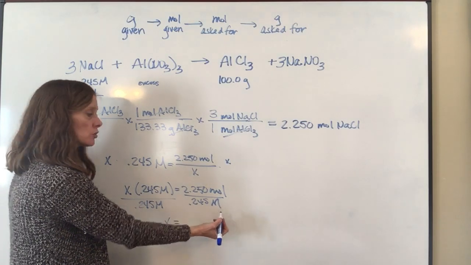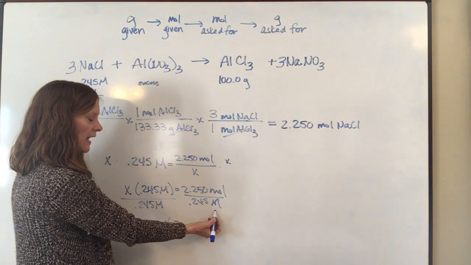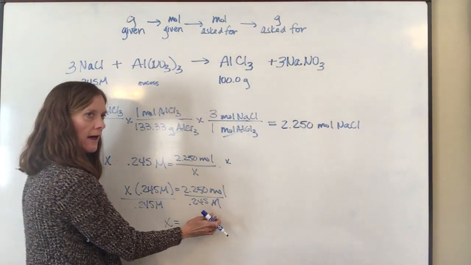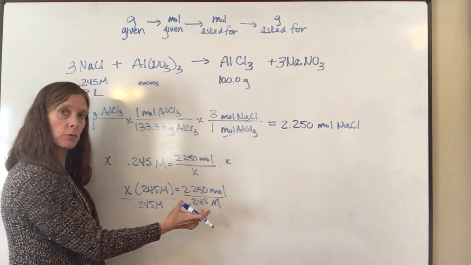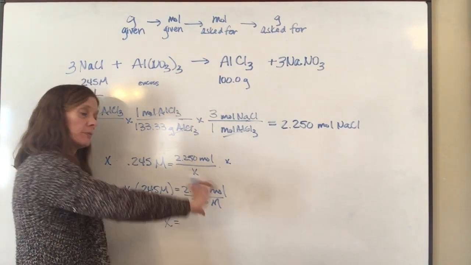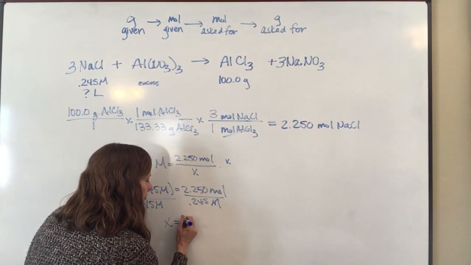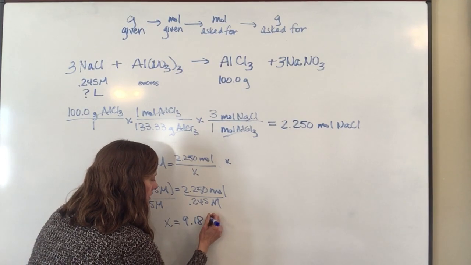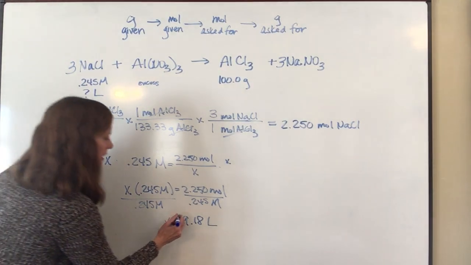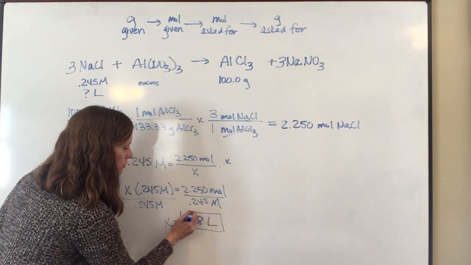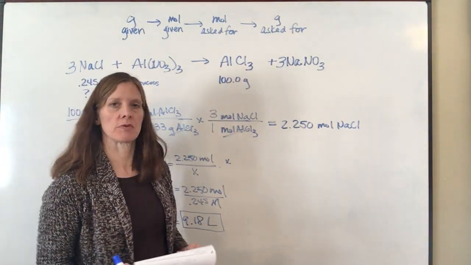Molarity is moles per liter. So the moles on the top and the moles on the bottom cancel out. And I had moles per liter, so I have a liter on the bottom in the denominator. And so if you remember the rules of division of fractions, that liter flips up to the top. And so when I actually do this division, I end up with 9.18 liters of solution. And this only had 3 significant figures, so my answer only has 3. So I'm going to use 9.18 liters of that solution to make the 100 grams of aluminum chloride that I asked for.